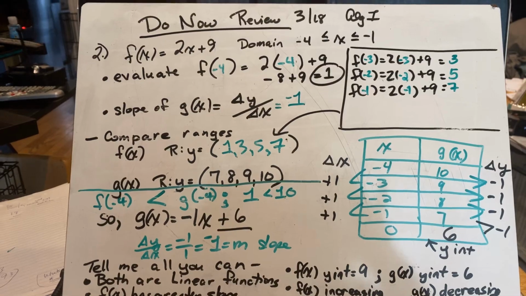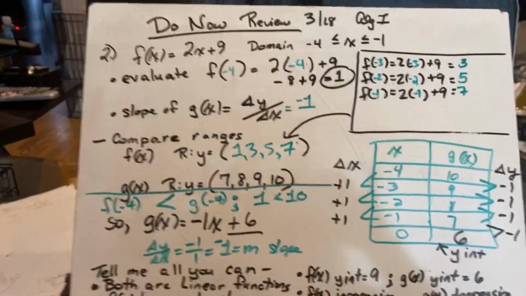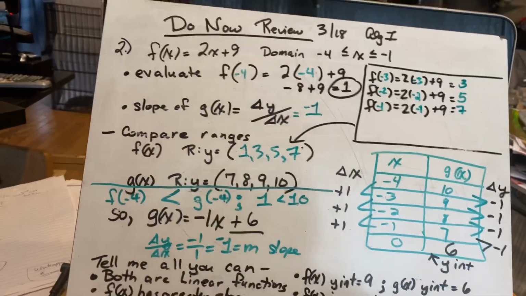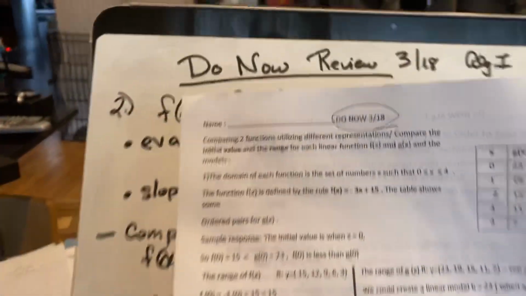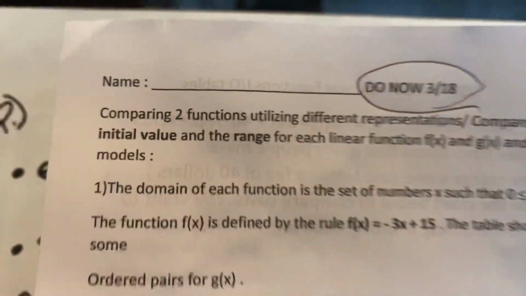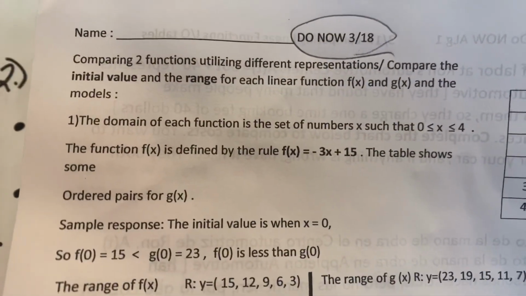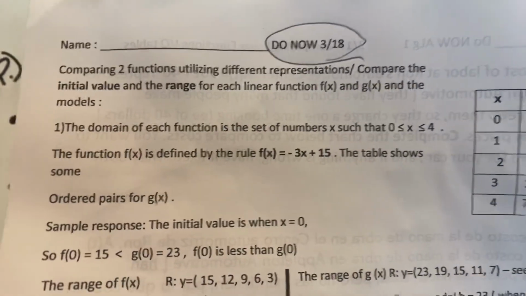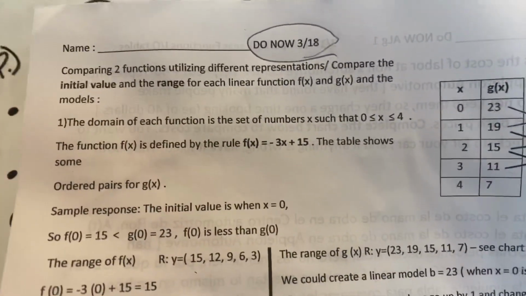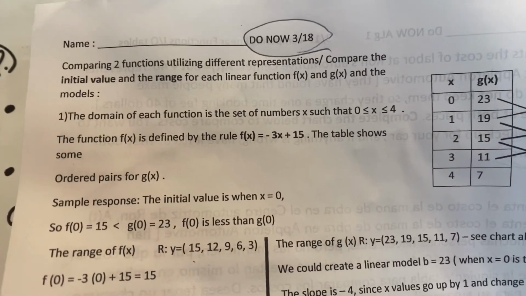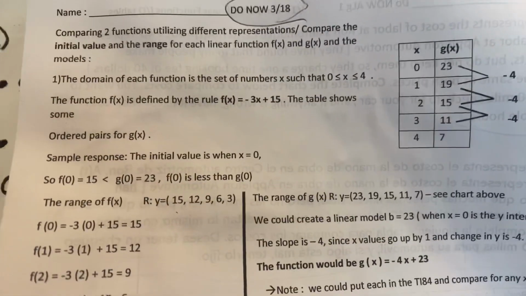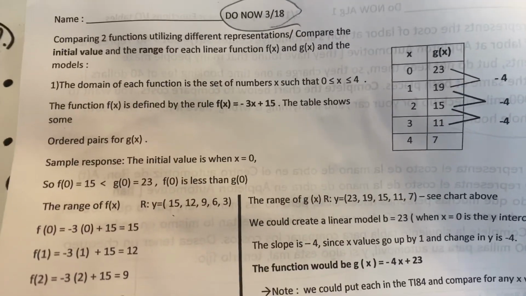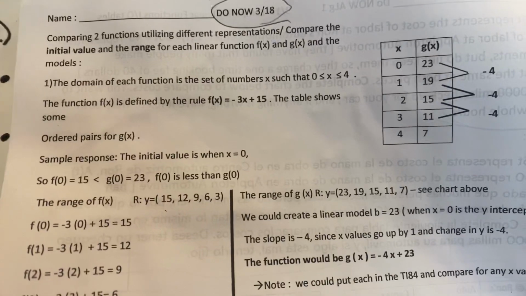So let me show you again. There is a beginning of the do now, which is a worked out example for you. So let's take a look at that first. Again, this says do now of 3/18. Comparing two functions utilizing different representations. Compare the initial value and the range for each linear function, f of x and g of x, and the models. Number 1, the domain of each function is a set of numbers x such that x is greater than or equal to 0, but less than or equal to 4.